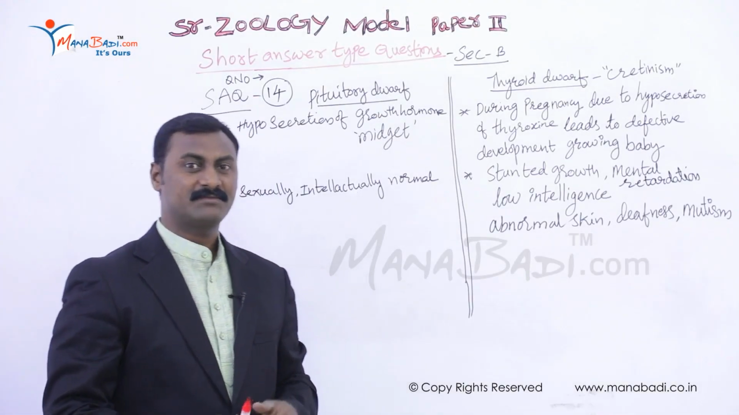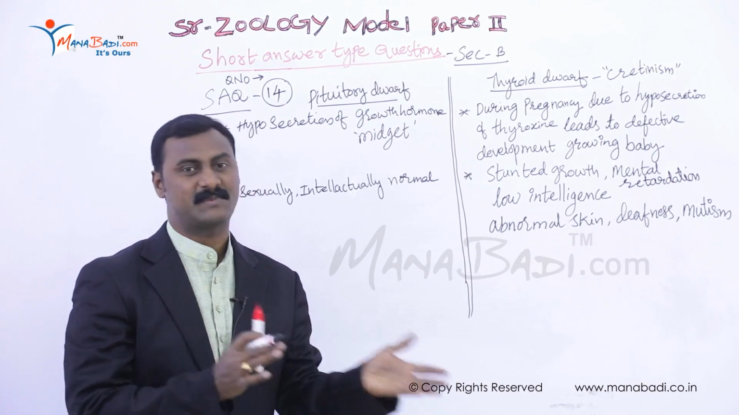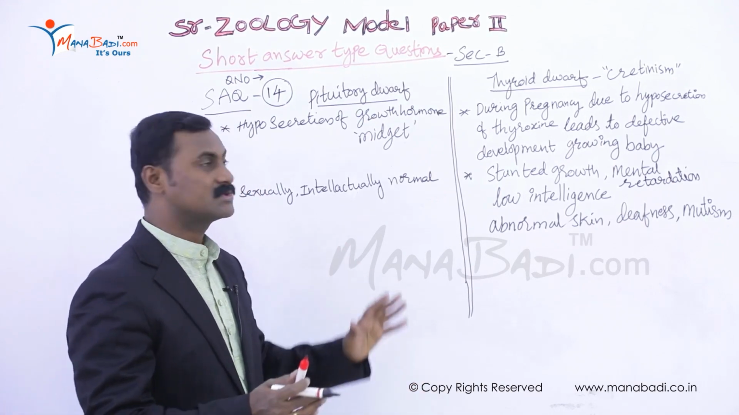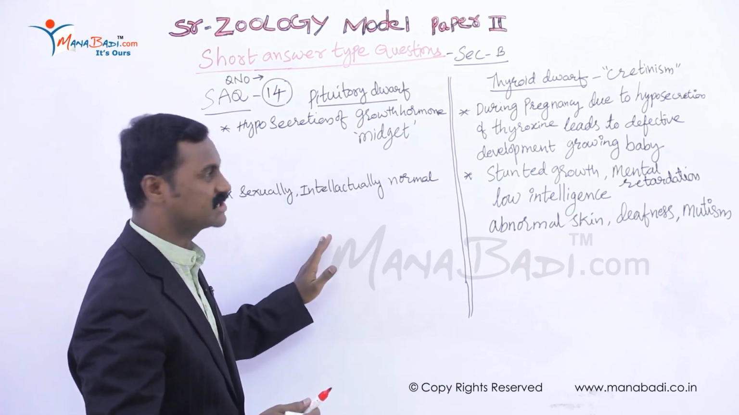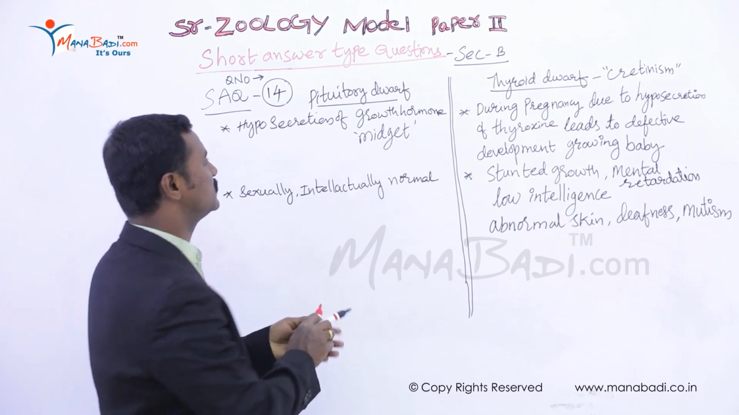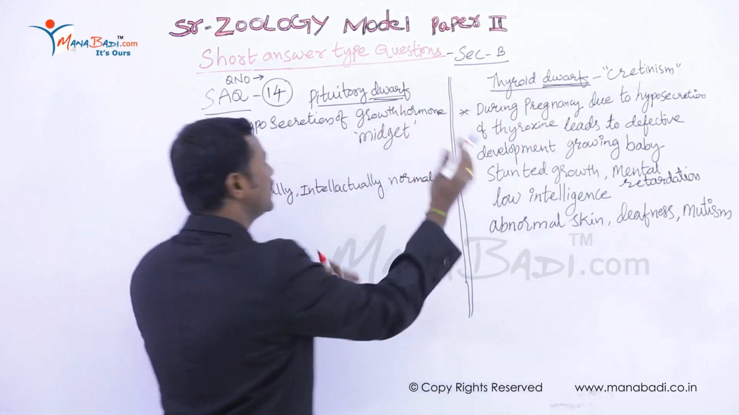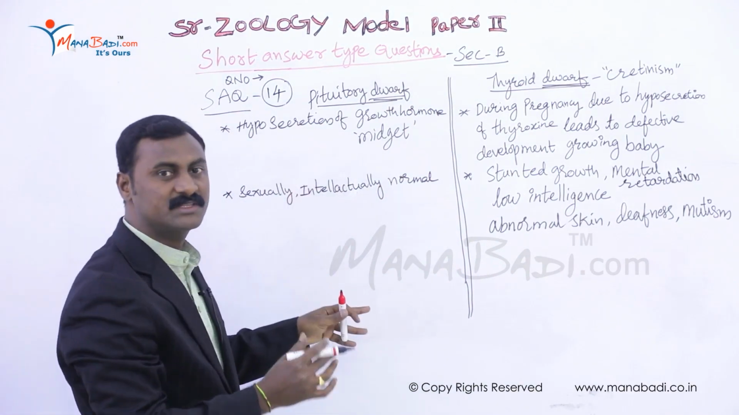Okay students, let us see one more type of question. This is going to explain the differences particularly. So, a comparison type of question. It is also one of the important patterns during the IPE examinations. So this is pituitary dwarf and thyroid dwarf. There is a difference between the two dwarfs. What is the difference between these two?